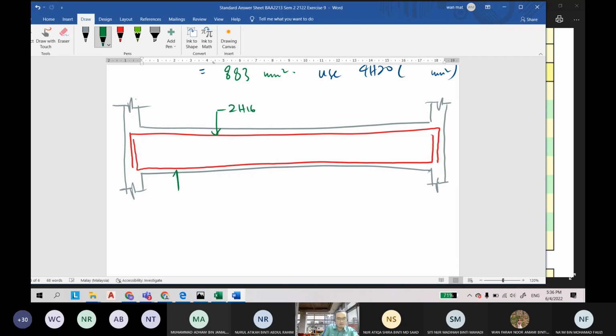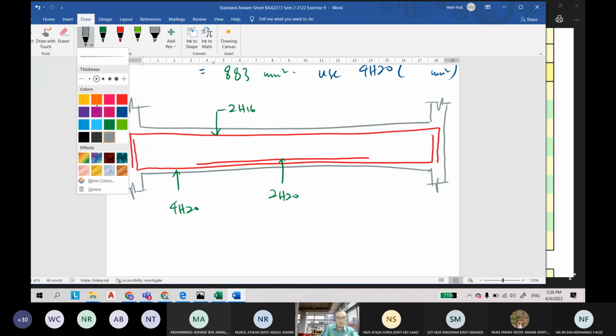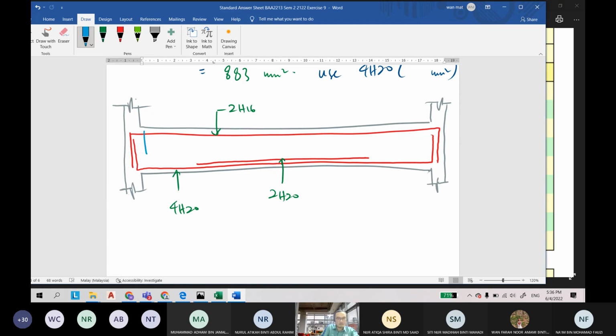Here we have 4H20, and here at the midspan before curtailment, at the top is 2H20. This one is our link. This is also our link. This is H10, how many was it again? I don't remember. H10.